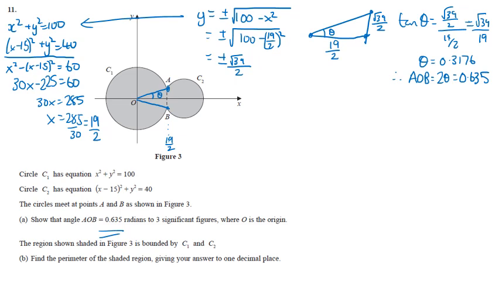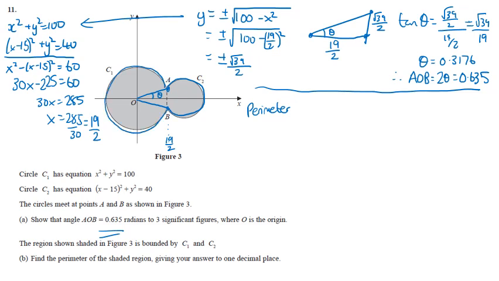Part B: the region shown in figure 3 is bounded by C1 and C2. Find the perimeter of the region. Okay, so let's rule off that. The perimeter of the whole shape, so the distance around the edge, is going to be these two bits added together.